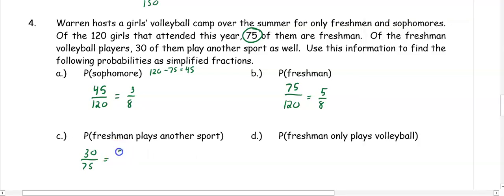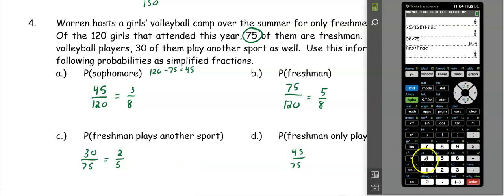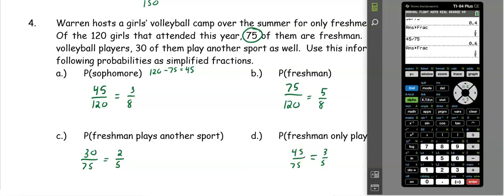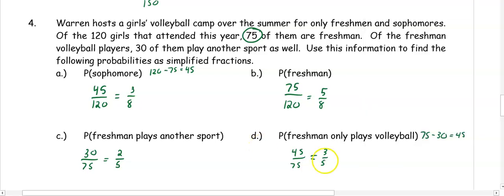So that reduces to 2/5. And then what's that they only play volleyball? So if 75 are freshmen, 30 of them play another sport, that means 45 do not. So we have 45 divided by 75, and we get 3/5. Now, when you are converting a fraction, you can either get to a decimal and then hit math, enter, enter, or you can do it right away, and you'll still get the same answer. So we still got 3/5.